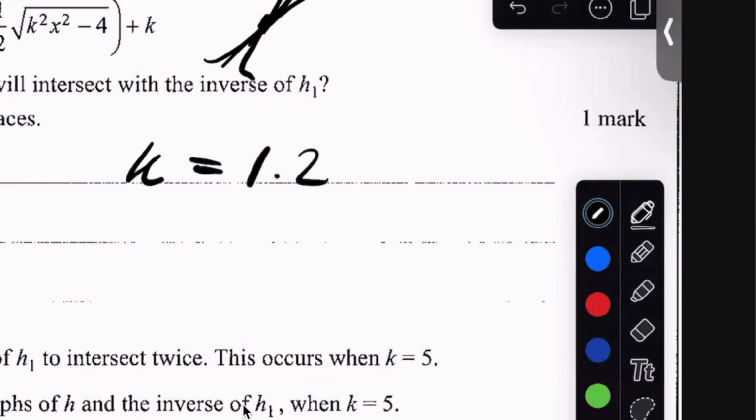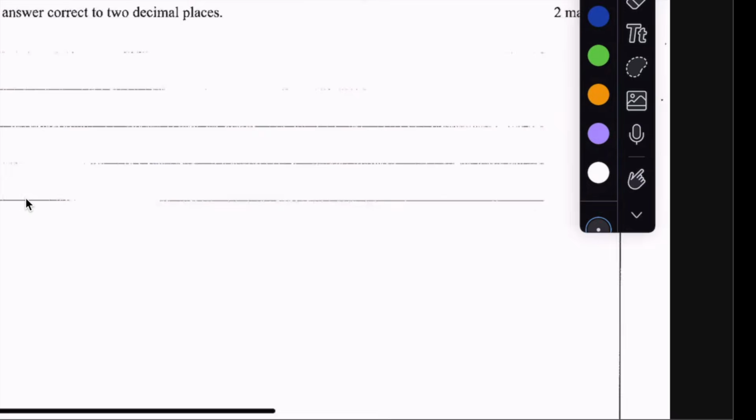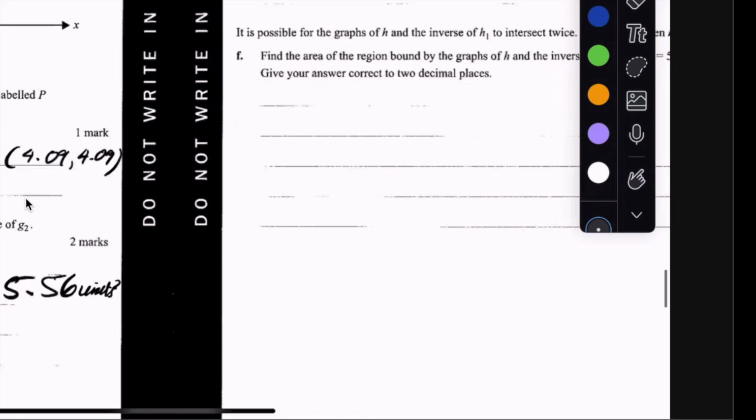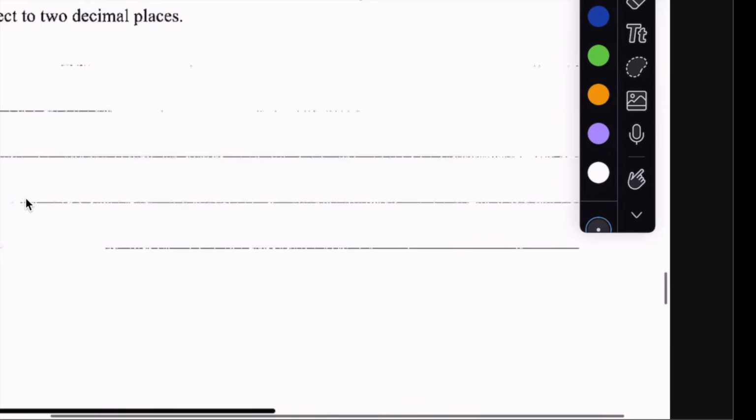So let's write that down. It is possible for the graphs of h and h inverse to intersect twice. This occurs when k is equal to 5. Okay. Find the area of the region bounded by the graphs of h and the inverse of h when k is 5. Give your answers correct to 2 decimal places.